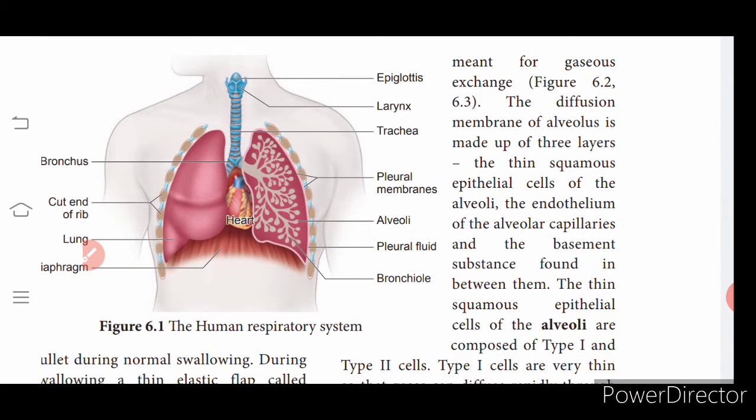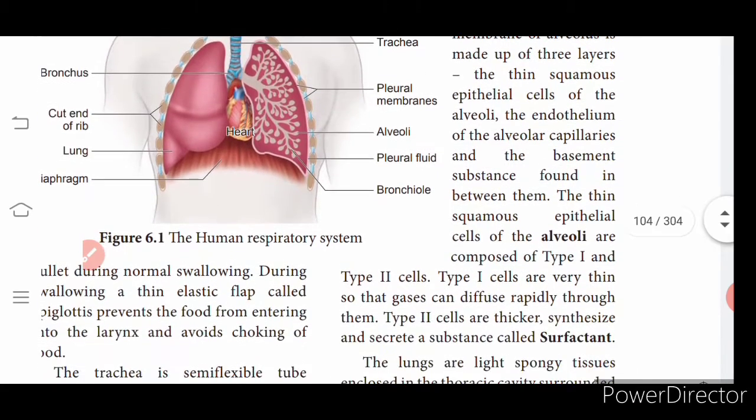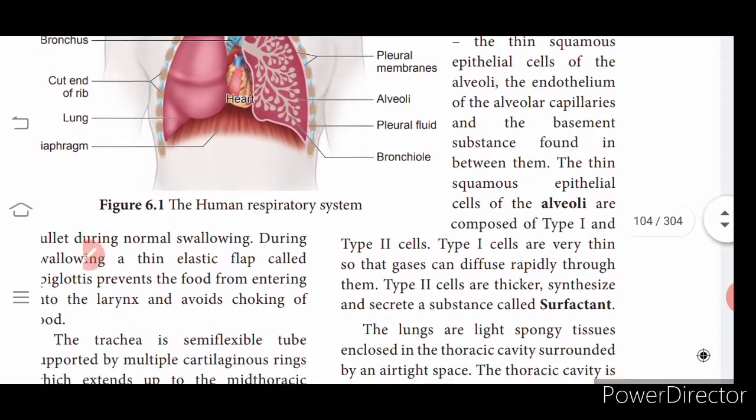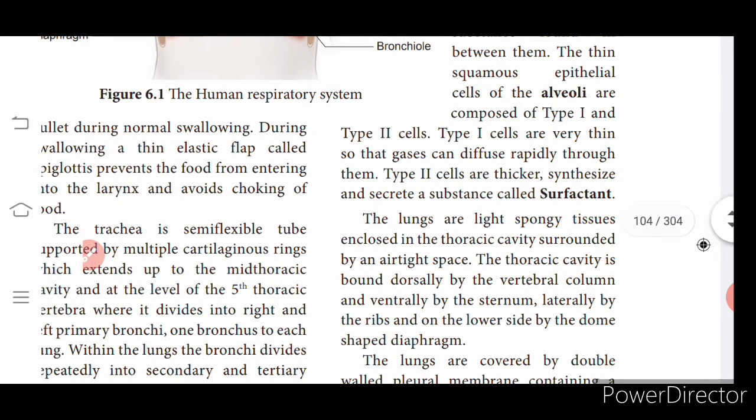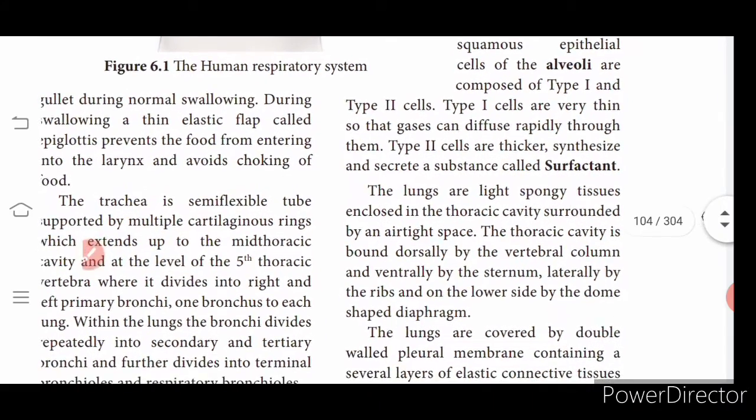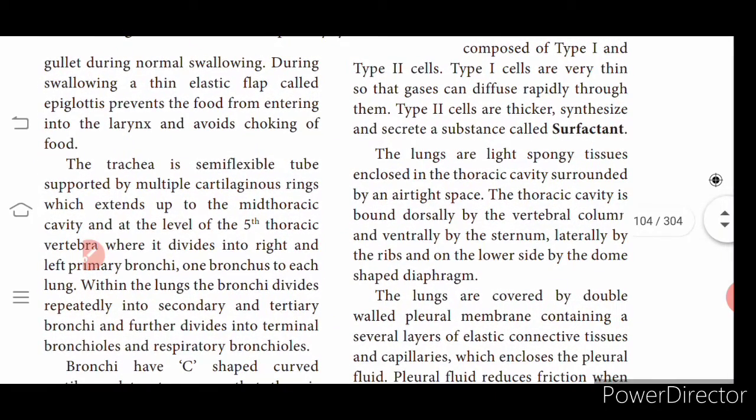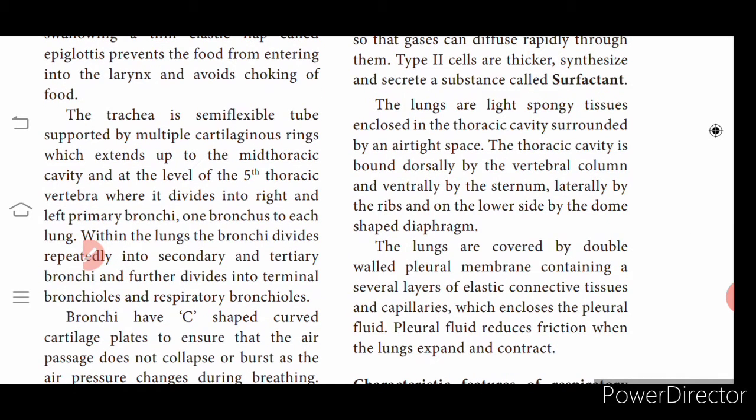The diffusion membrane of the alveolus is made up of 3 layers: the thin squamous epithelial cells of the alveoli, the endothelium of the alveolar capillary, and basement substance found in between them. The thin squamous epithelial cells of the alveoli are composed of type 1 and type 2 cells. Type 1 cells are very thin and help in the rapid diffusion process. Type 2 cells are thicker and synthesize and secrete substances called surfactants.